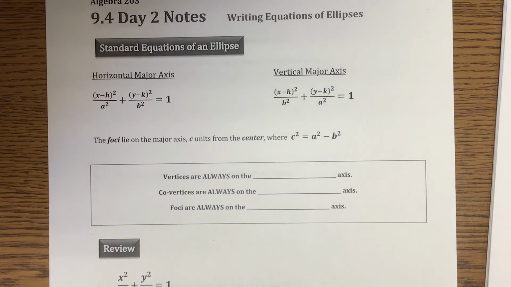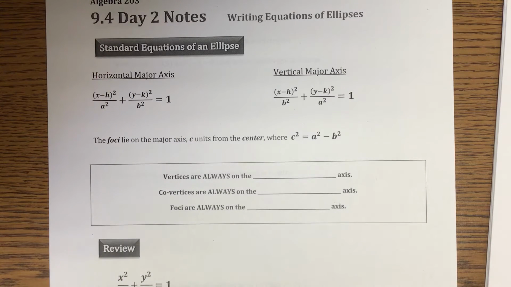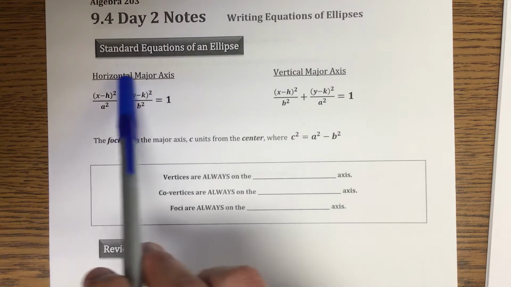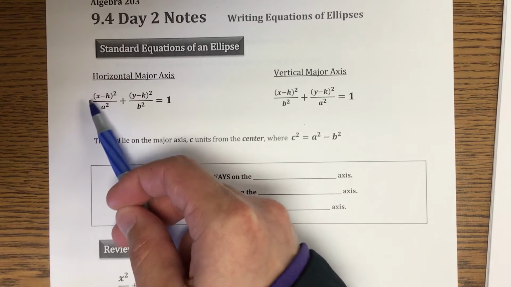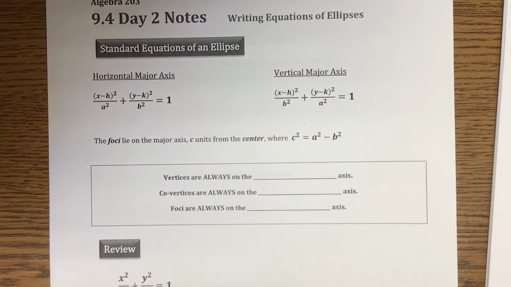In this video, I will be going over the section 9.4 Day 2 notes, and here we're writing out the equations of ellipses. Just as a quick reminder, if you have an ellipse whose major axis is horizontal, it follows this standard form equation where the a value is associated with x. And remember, a is always bigger than the b value.